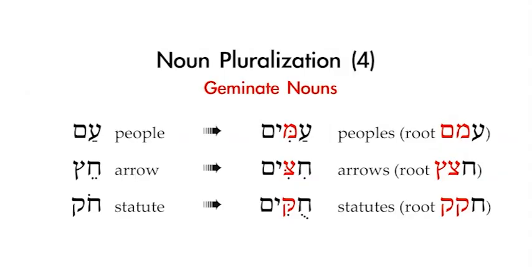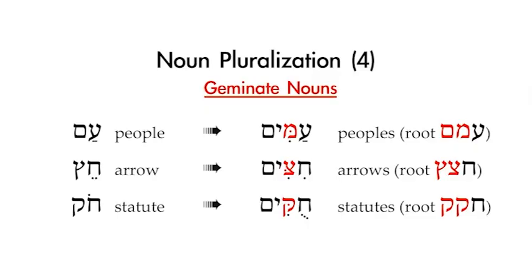Our fourth pattern of noun pluralization deals with what's called the geminate nouns. Geminate nouns are nouns that originally had 3 root letters, but now have only 2 root letters. But when they're inflected in the plural, that original root letter comes back as a dagesh forte. Let me show you what I mean. Let's look at our first example together.